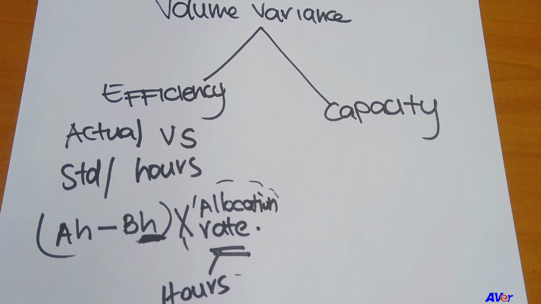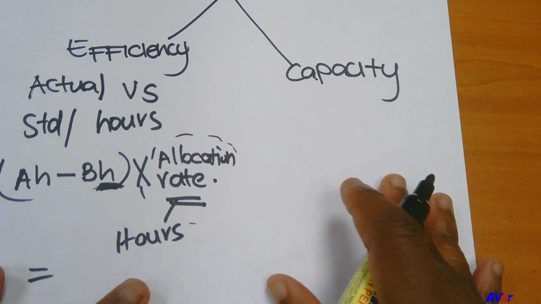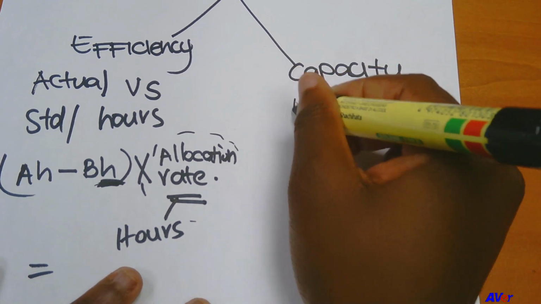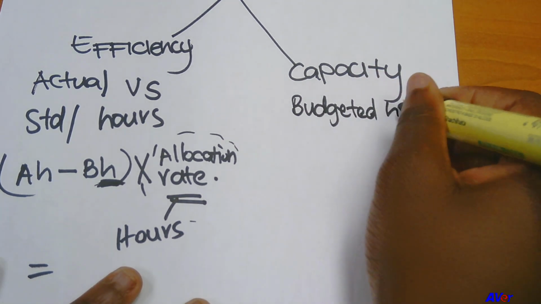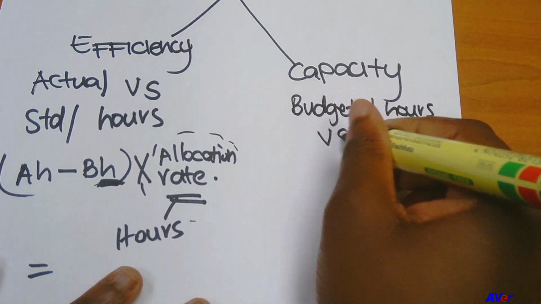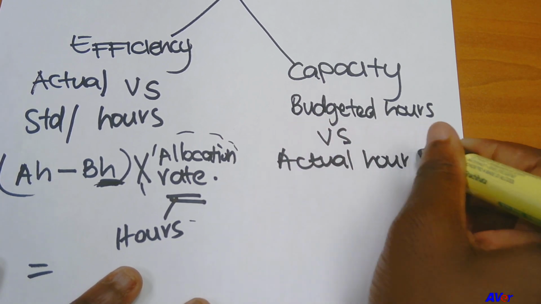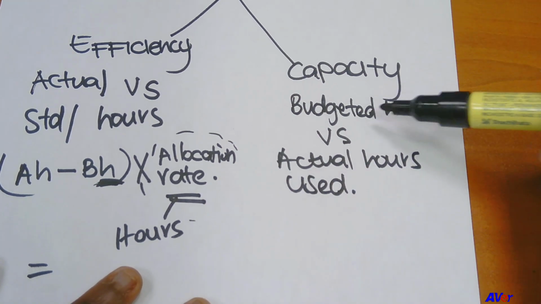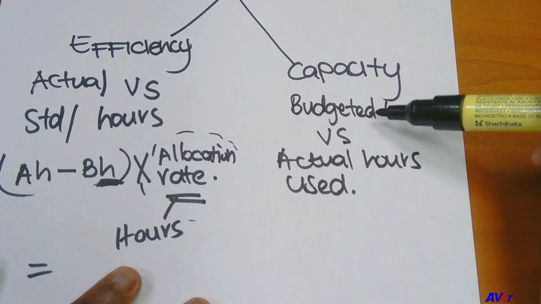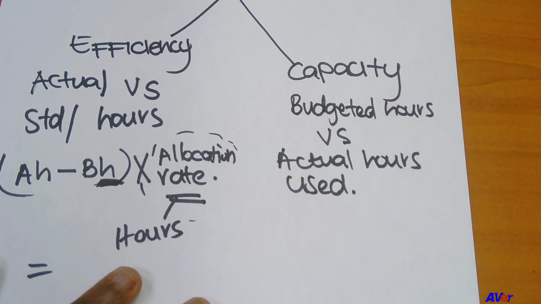Now, let's talk about capacity quickly. Capacity is basically saying your budgeted hours versus your actual hours used. Now, your budgeted hours, not flexed. So you take your budgeted hours as it is given in the budget. You do not flex it for actual production.